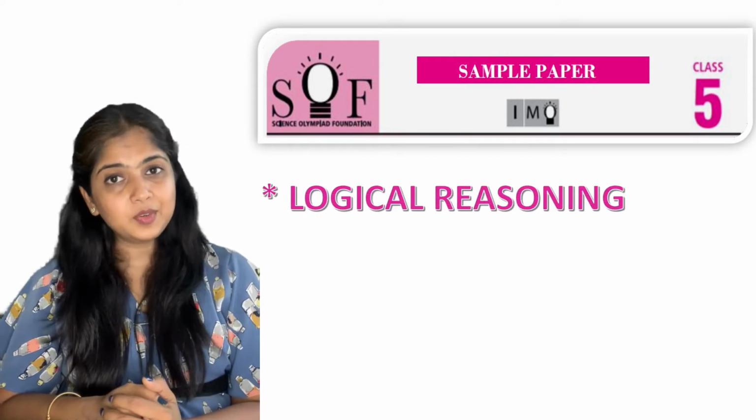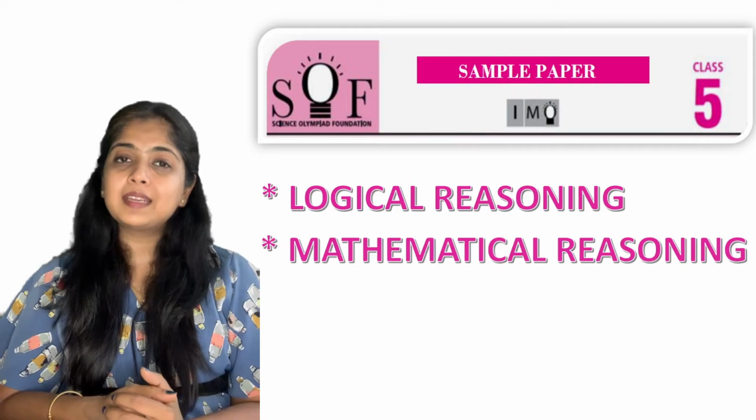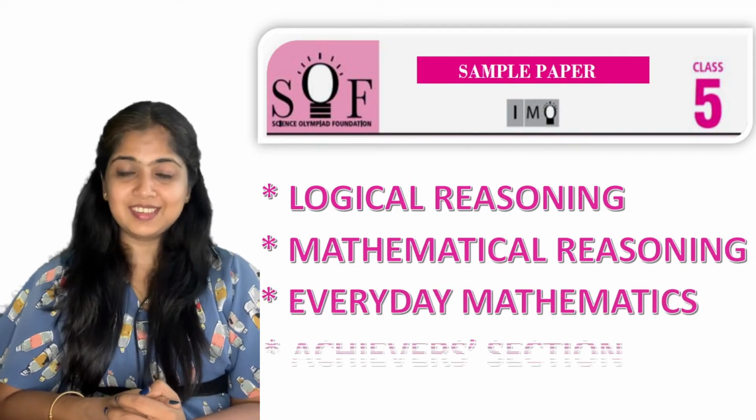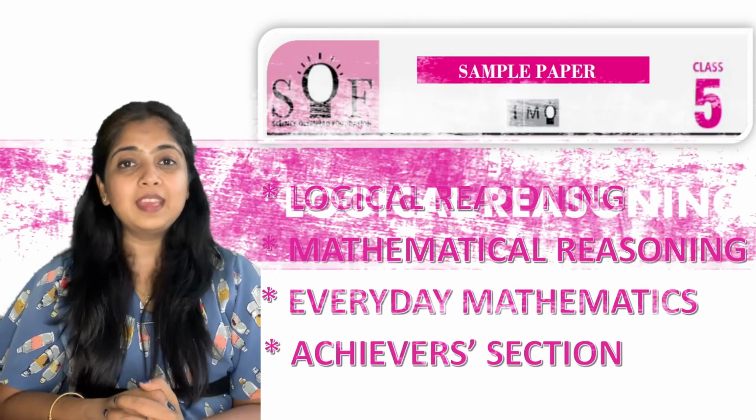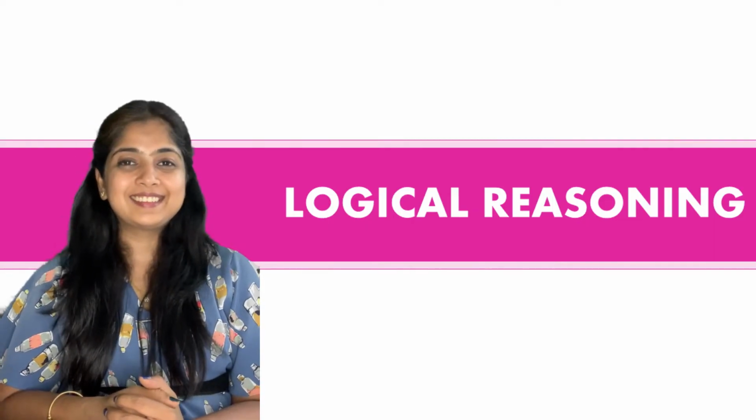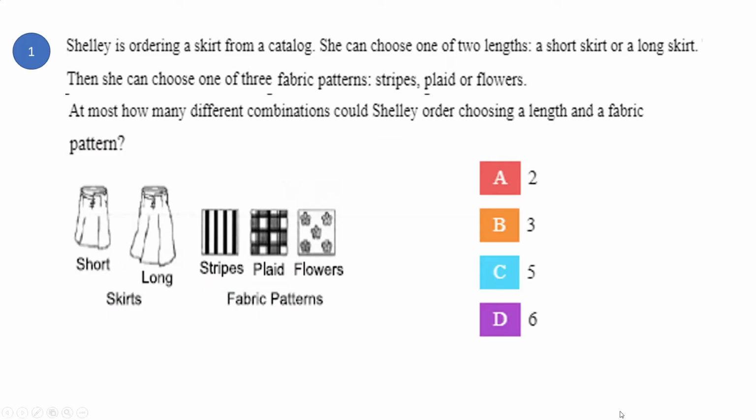This paper is going to have 4 sections: the logical reasoning, mathematical reasoning, everyday mathematics, and the achiever section. The first section would be the logical reasoning. Here is our first question.